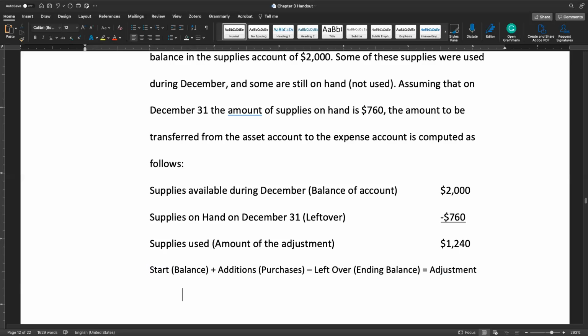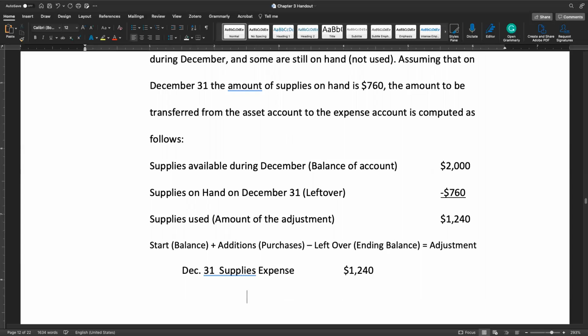So we've done all that. We haven't even done the journal entry yet. So our journal entry on December 31st, we have to debit our expense account. So we're going to debit supplies expense for $1,240. We're going to credit supplies because we want the balance in that supplies account to go down.